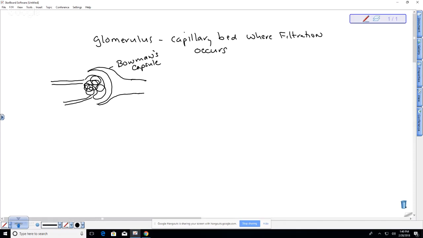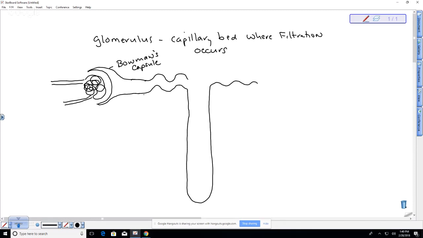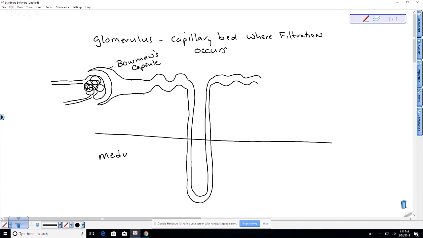And then this tubule kind of winds around. So I'm just going to put some little meanderings in it. And then we're going to look at one of those juxtamedullary nephrons that extends down into the medulla. So this tubule extends down into the medulla. Okay. So this is just one of thousands of nephrons that are all aggregated into your kidney. Okay. So this is medulla. This is the cortex.